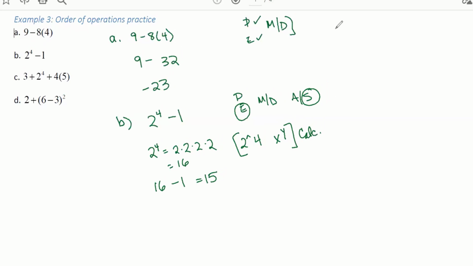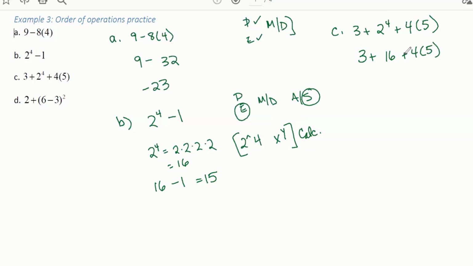Part C, 3 plus 2 to the 4th plus 4 times 5. Parentheses, there's nothing happening inside the parentheses, so we leave it alone. Exponent, 2 to the 4th. We know 2 to the 4th is 16. 3 plus 16 plus 4 times 5.